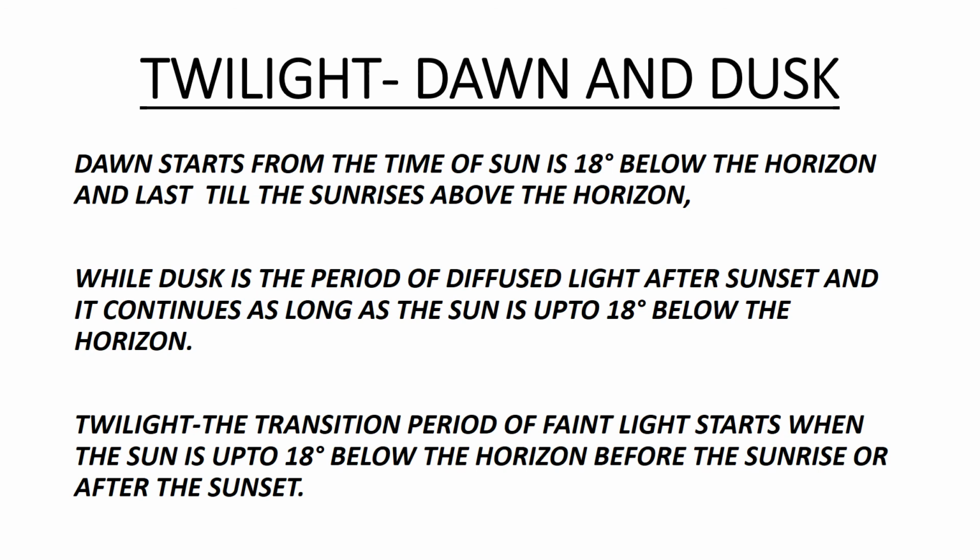Twilight, the transition period of faint light, starts when the sun is up to 18 degrees below the horizon, before the sunrise or after the sunset.